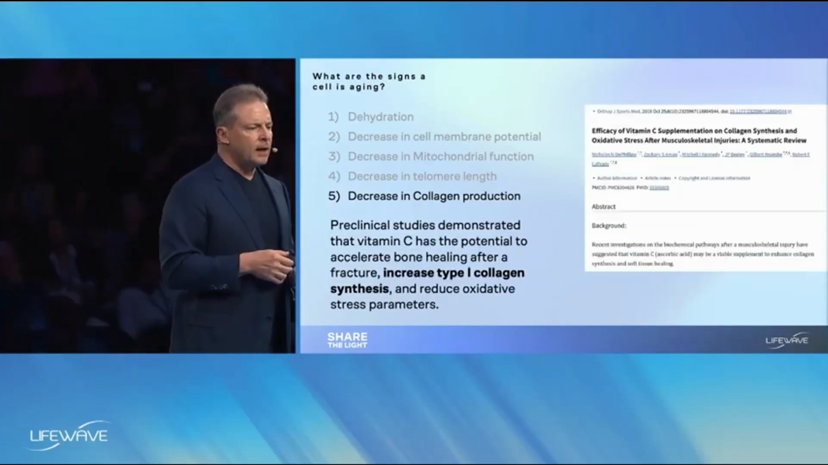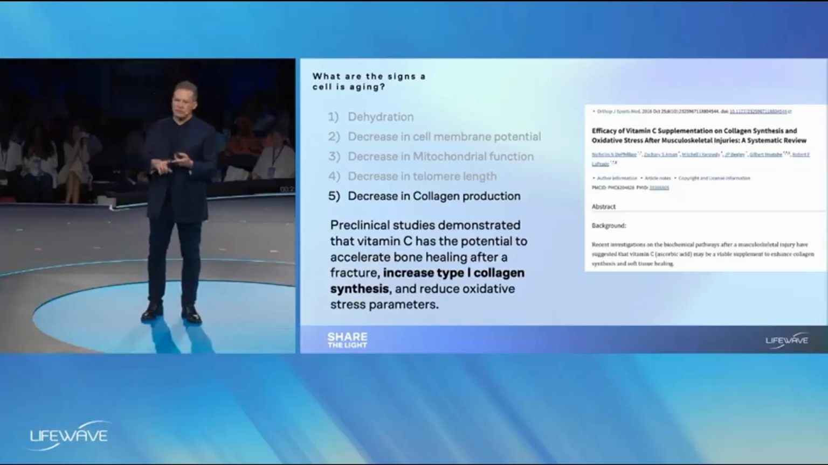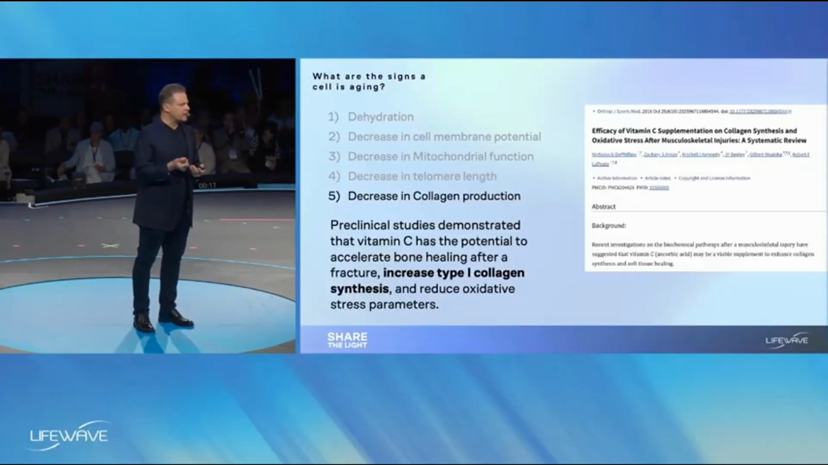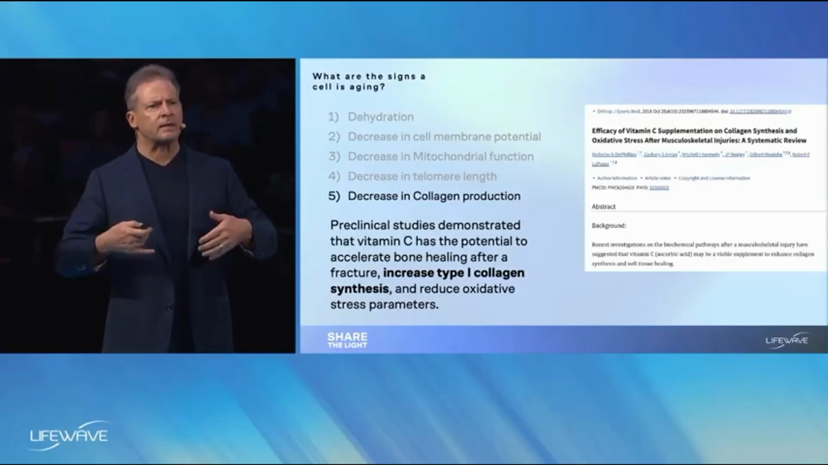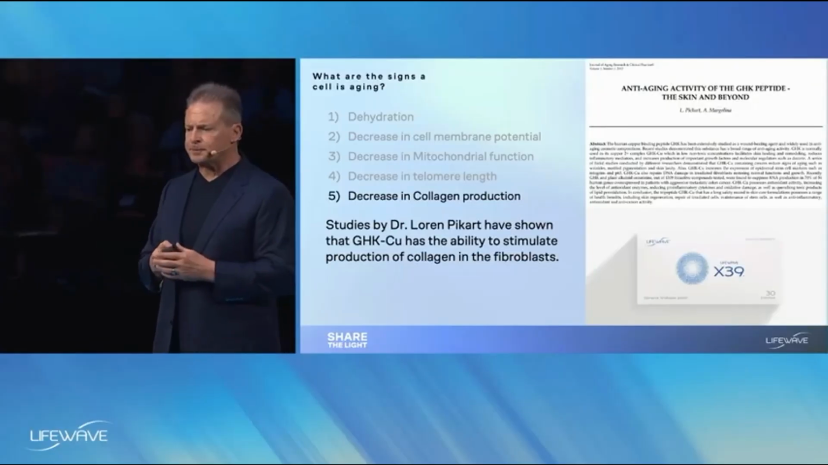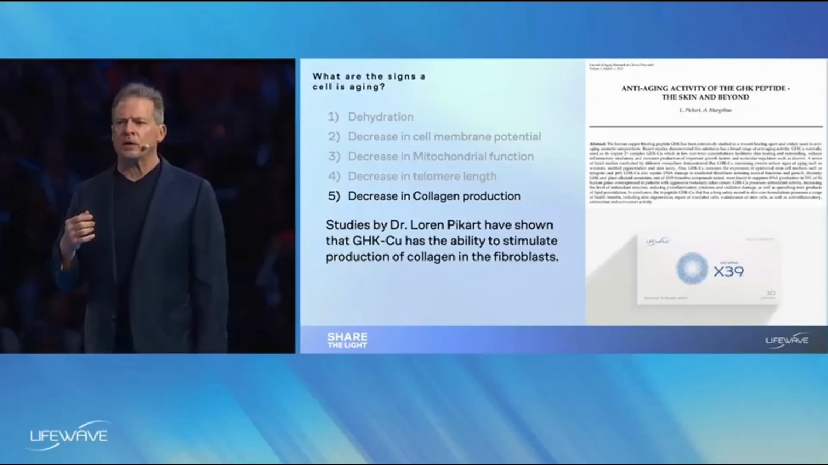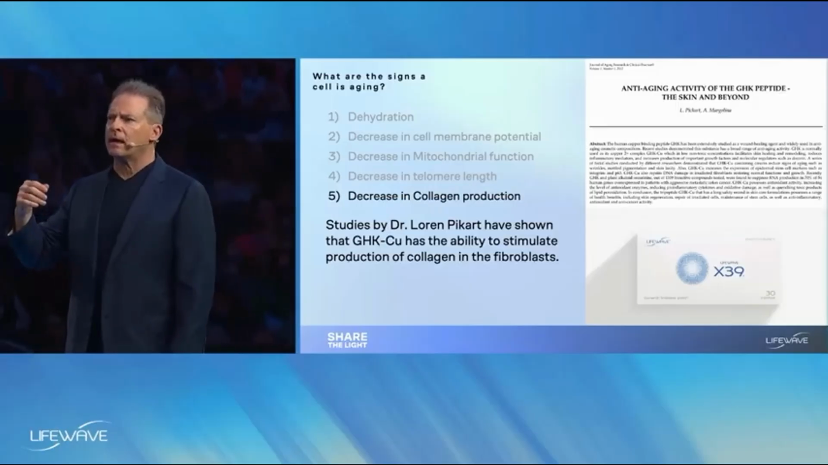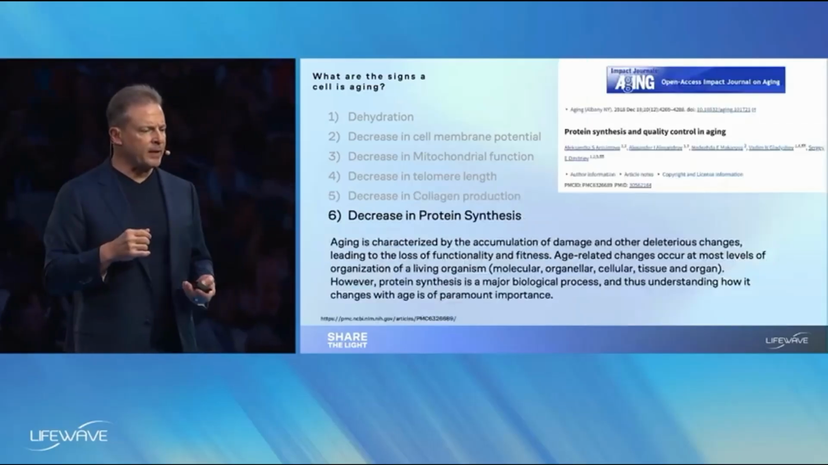So if you're simply taking collagen supplements, using one of our patches, even taking vitamin C, it will stimulate new production of collagen. This is going to show up not only in your skin, but inside the body as well. There are also, of course, many studies which show that X39 and copper peptide specifically will elevate collagen production. So you're getting that benefit.